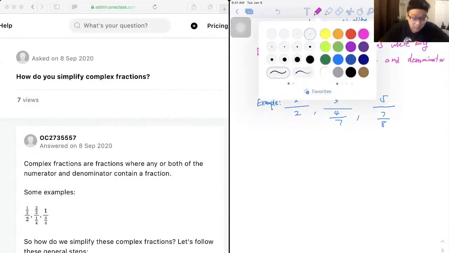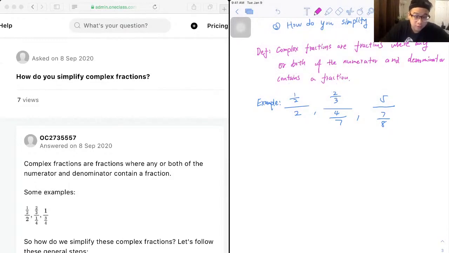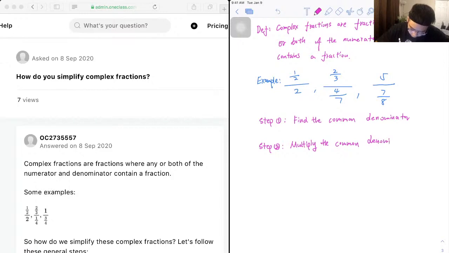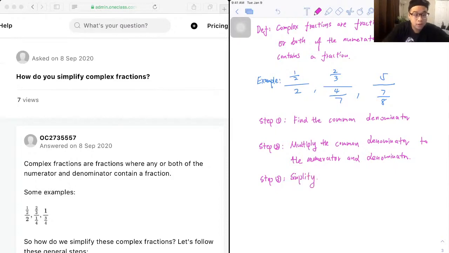And in terms of how to simplify all these complex fractions, let's follow the general steps. So step 1, we always need to find the common denominator. And step 2, we need to multiply the common denominator to the numerator and denominator. And our last step will be simplify. Right. So let's try an example.